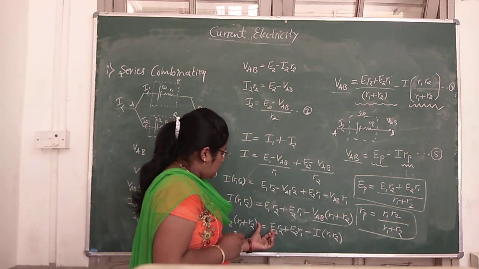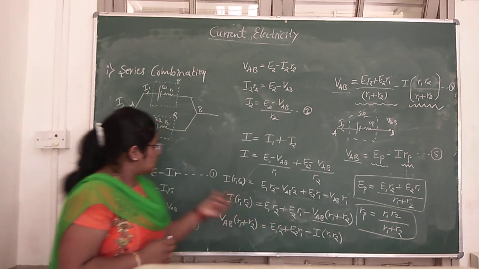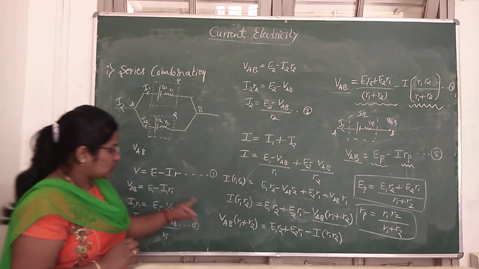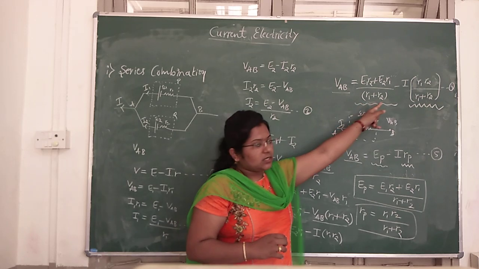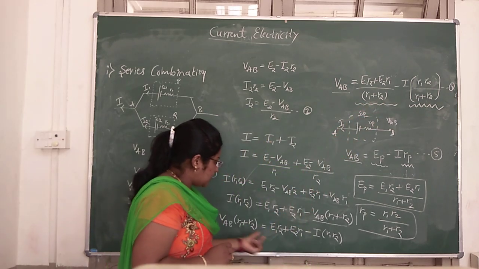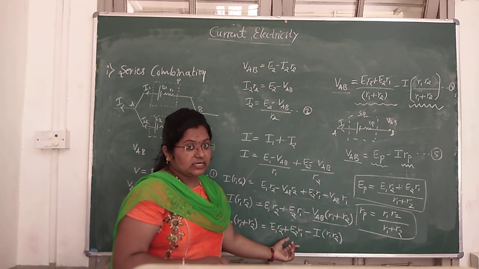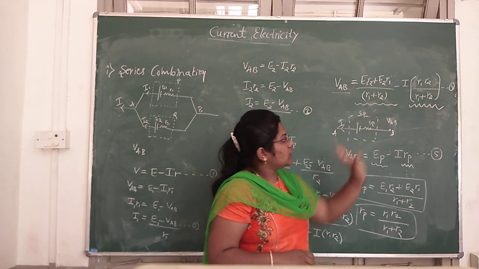Now this R1 and R2 also I am sending to this side, because in this equation I have a single V, and don't have any extra term there. That's why R1 plus R2 also I am sending to this side. So it comes here. Here it is multiplying, so it comes to the denominator as a dividing factor. So VAB is equal to this much we got.